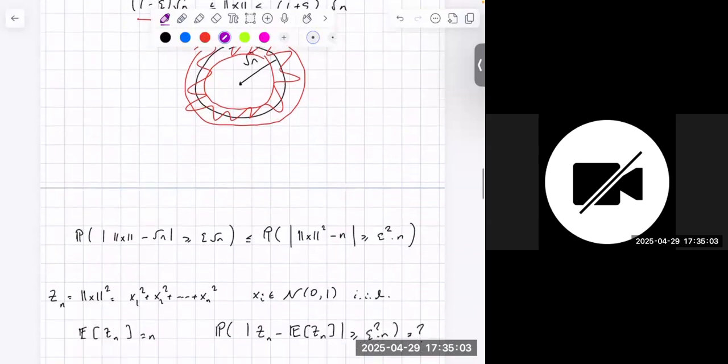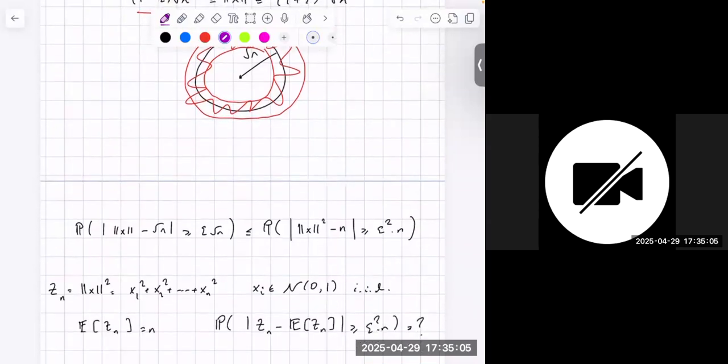First of all, what is the expectation of this guy? Well, the expectation of this is 1 because variance is 1. And then 1, 1, 1, 1, 1, you get n. So then things start looking nice. What you're asking here is actually your random variable minus its expectation not being so much bigger than epsilon squared times the expectation. So then this starts looking like a reasonable thing to ask, okay?